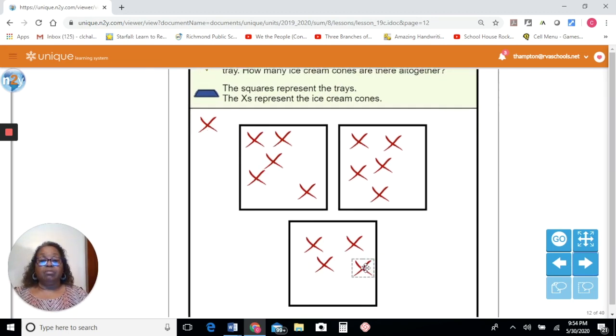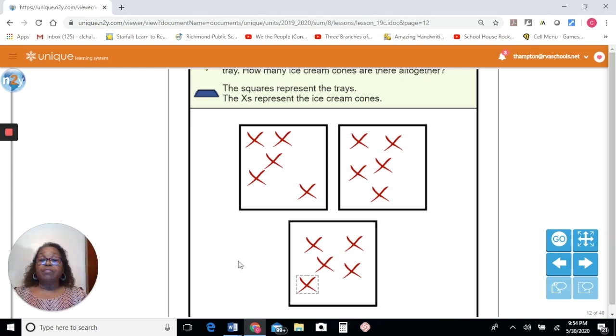3, 4, 5. All right. 3 trays, 5 ice cream cones on each tray. We counted them in. Now, how can we get how many ice cream cones all together? We could add 5 plus 5 plus 5 to get the answer. That's repeat addition. 5 plus 5 plus 5.